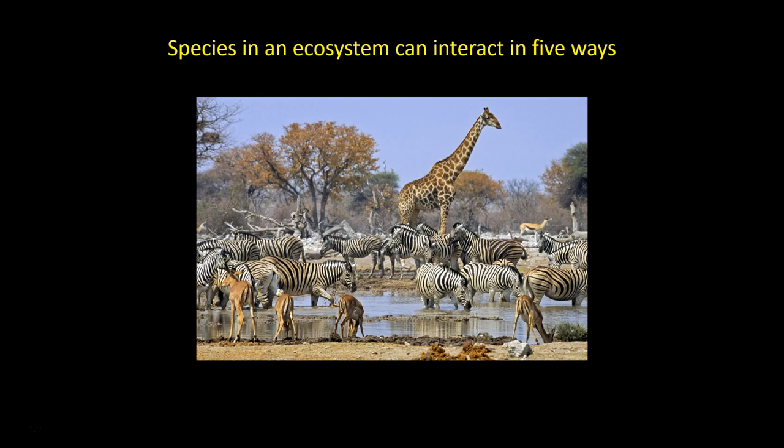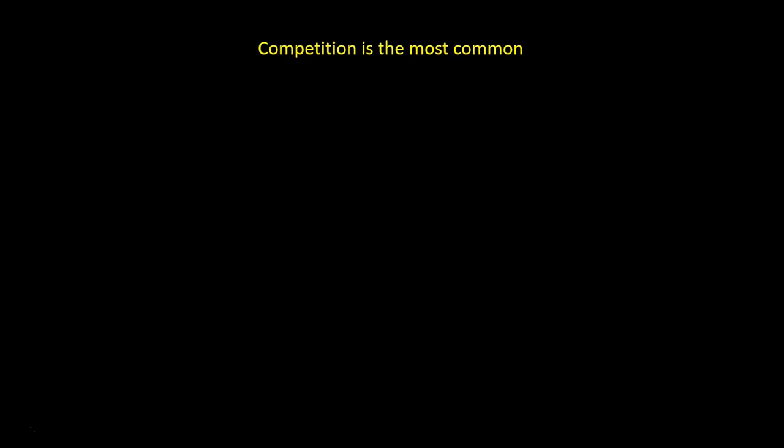So the first of these 5 ways is competition. Competition is the most common interaction in an ecosystem, and there are actually 2 types of competition: interspecific competition and intraspecific competition.